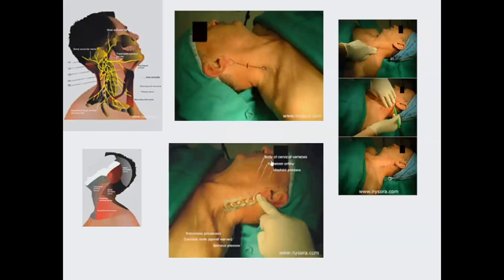And now a few pictures. What kind of blocks can be performed? We do not perform all of them. Some of them are performed by the surgeon, like this one.